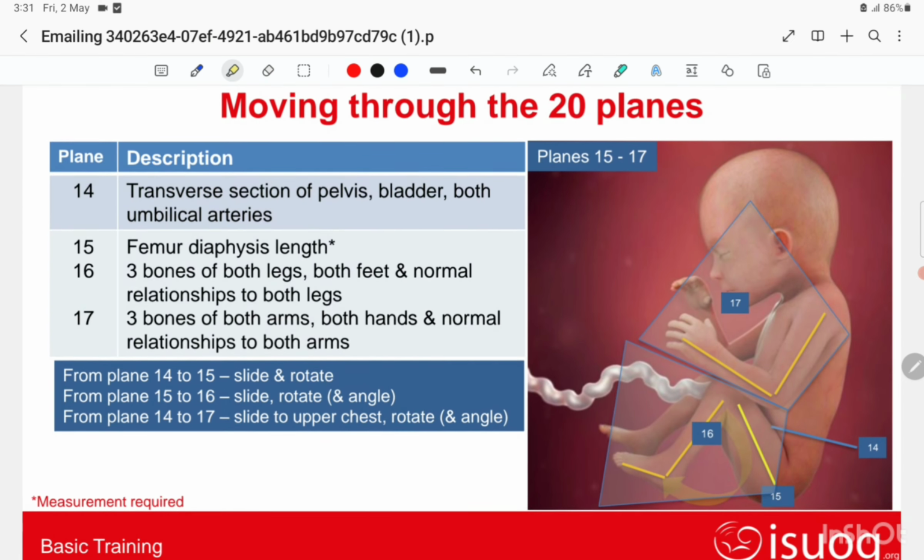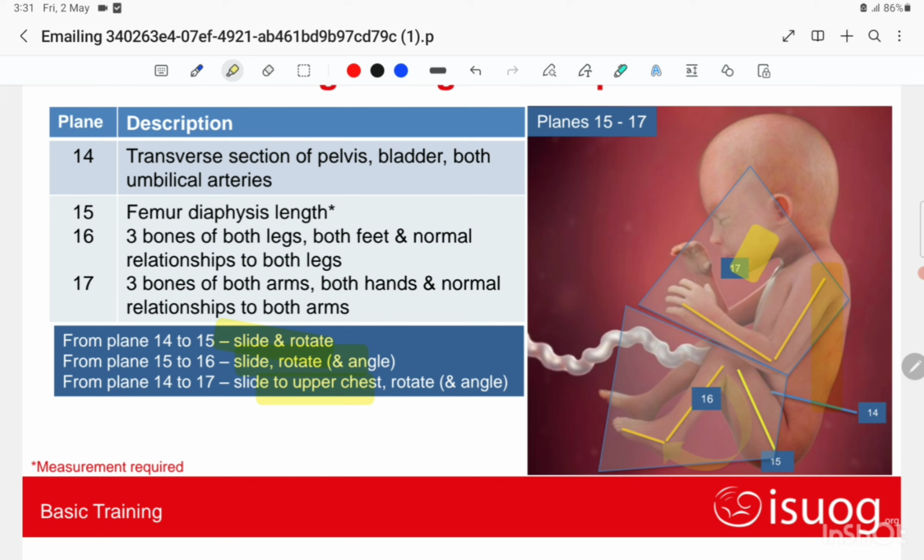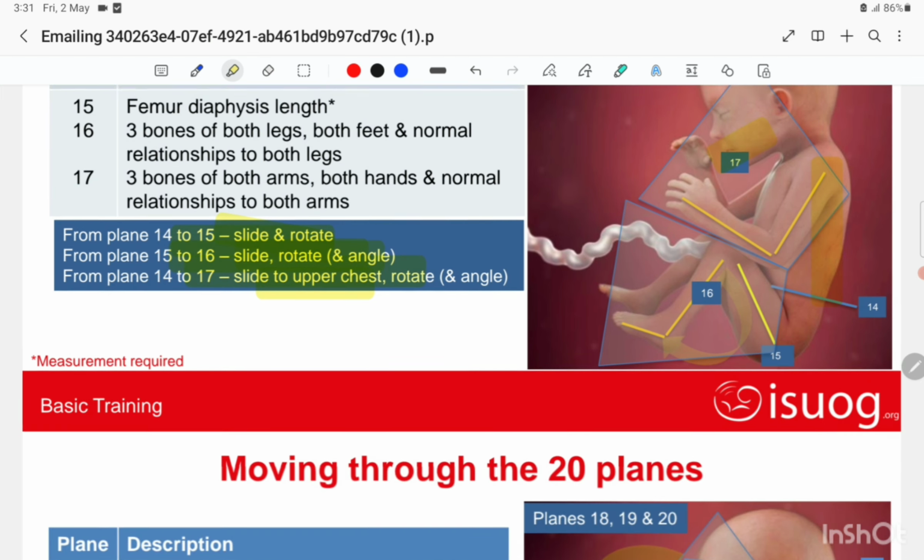Then 15 to 17 just needs slide rotations, as required from 14 to 15. Okay, from the abdominal plane you have to go from 14 to 15, then 15 to 16, then 14 to 16 slide rotations and angulations.